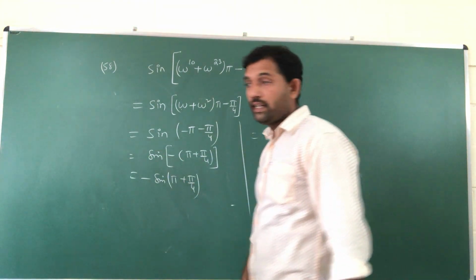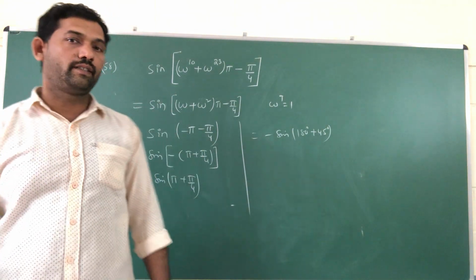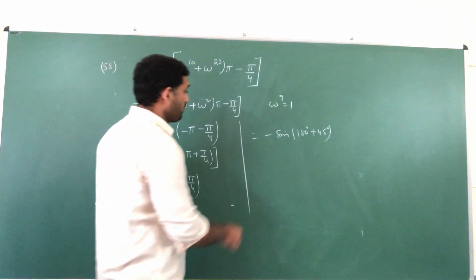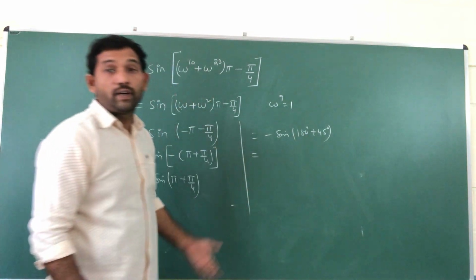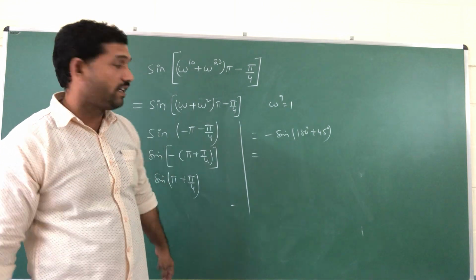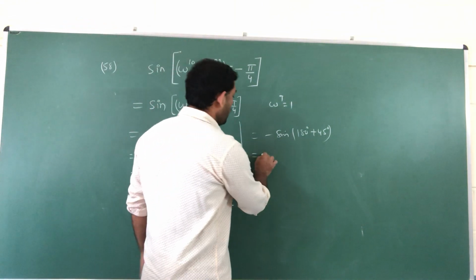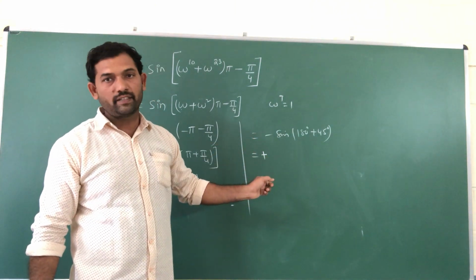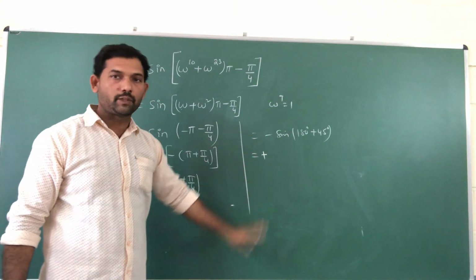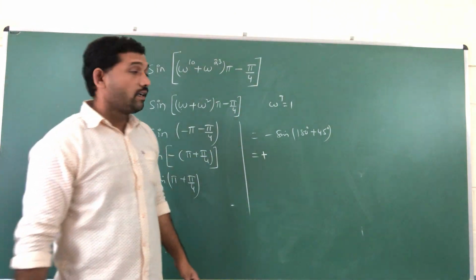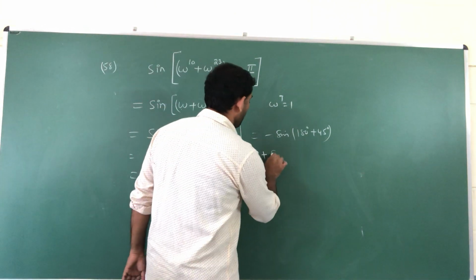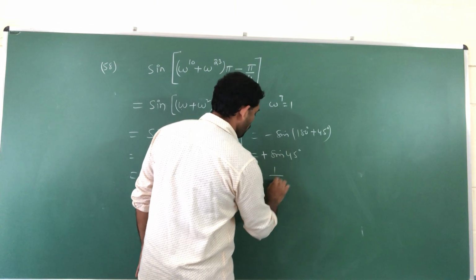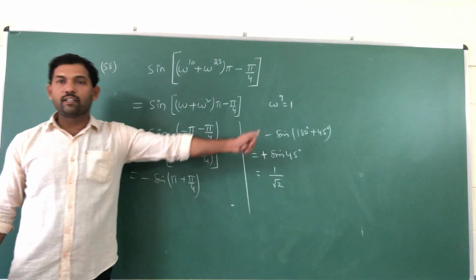Next, pi means 180 degrees, pi by 4 means 45 degrees. Now see that simplification. 180 plus means it belongs to the third quadrant. In the third quadrant sine is negative, so another minus: minus into minus is plus. Outside there is a minus, and as per the formula another minus comes, so minus minus plus. Sign does not change. So sin 45 degrees, and sin 45 degrees is 1 by root 2 as per allied angles.